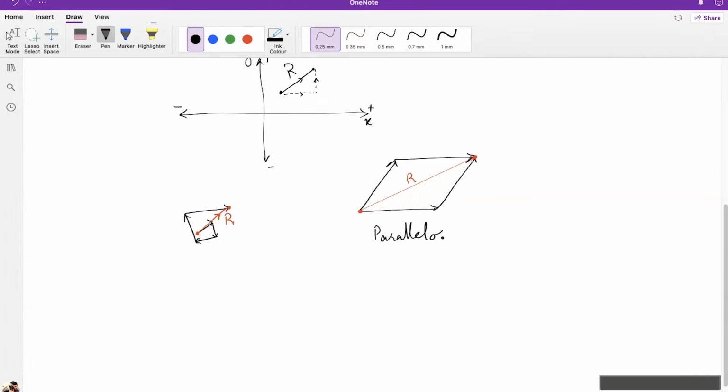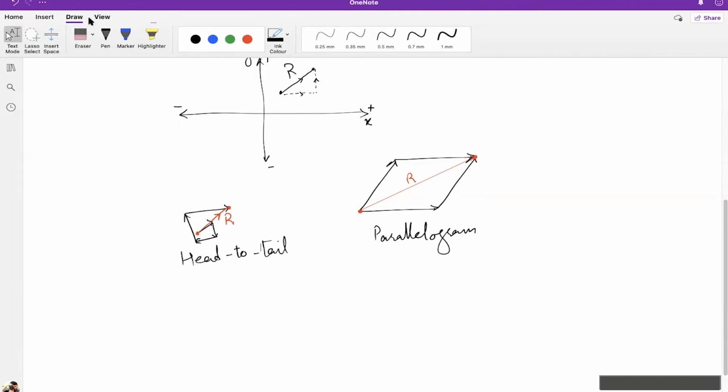Again, this is just an extension of, in fact, a simplification of the head to tail rule. Head to tail is that you take a vector and join them together like that, and parallelogram is that you just make 2 vectors and you add them.